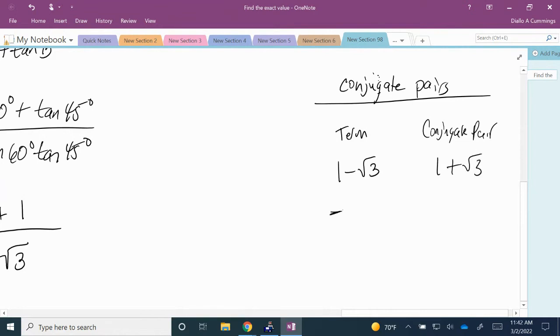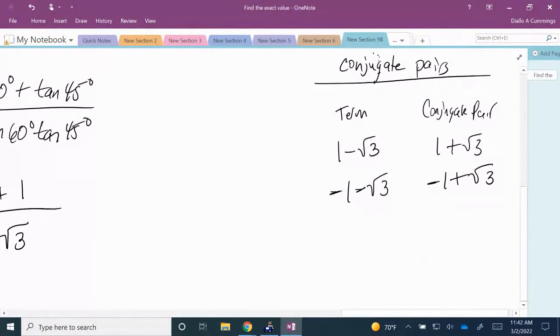So let's just say our term was negative 1 minus the square root of 3. Its conjugate pair would be negative 1 plus the square root of 3. Right? Only the sign for your second term changes. So let's say we have 2 plus the square root of 3. Its conjugate pair would be 2 minus the square root of 3.